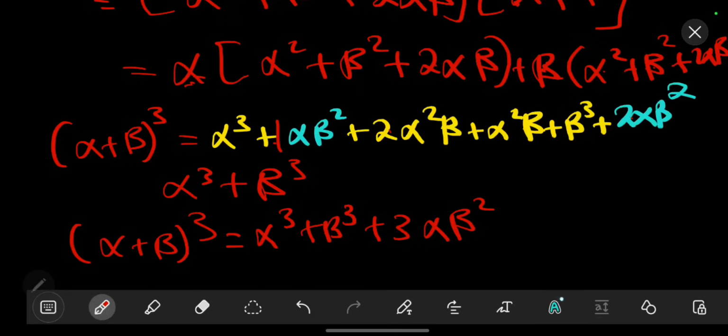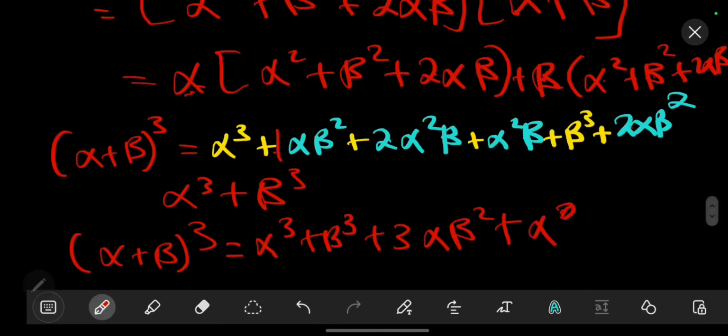Then this one, we are going to add it with this one because this is the alpha squared beta. So we are going to have plus our alpha squared beta, like that. Sorry, let's add them. So we have this term 2 alpha squared beta plus alpha squared beta to give us 3 alpha squared beta, like that. So these are the terms that we have found after adding each and everything.